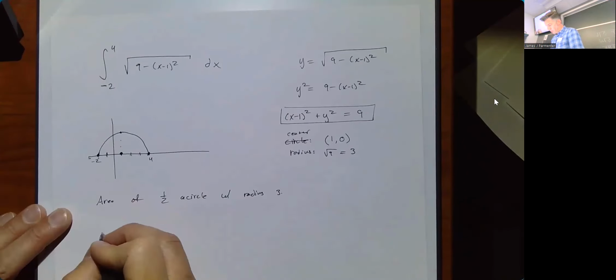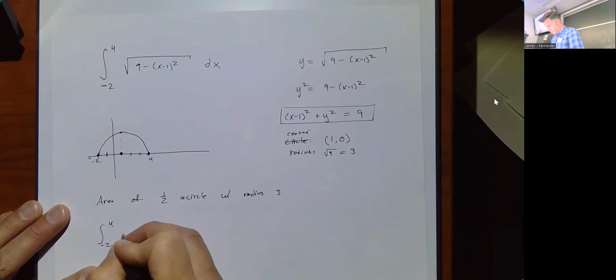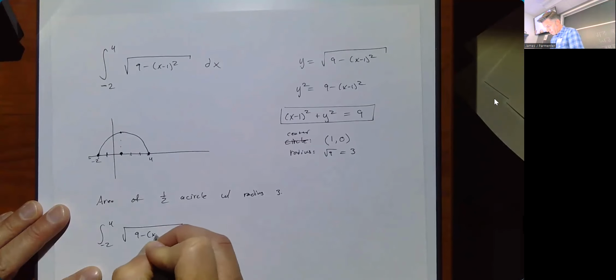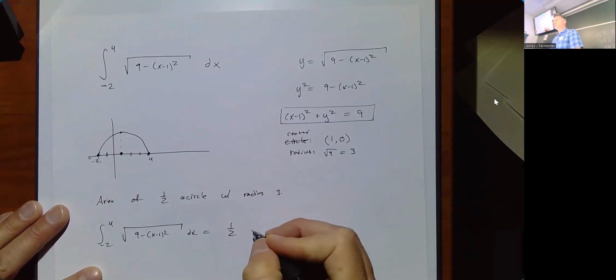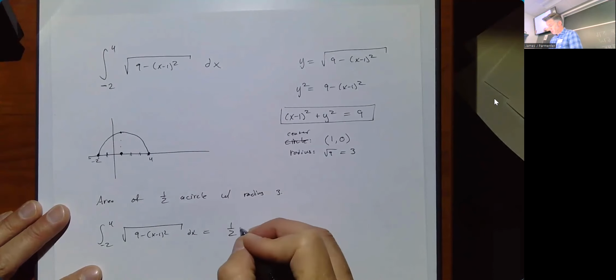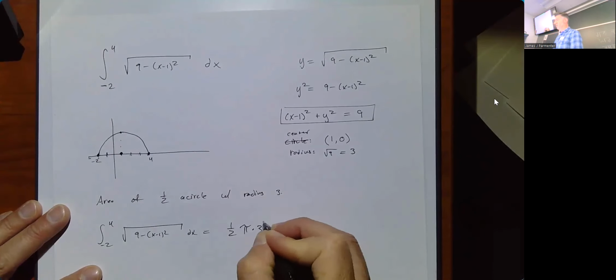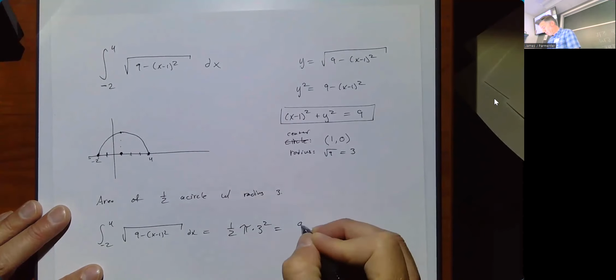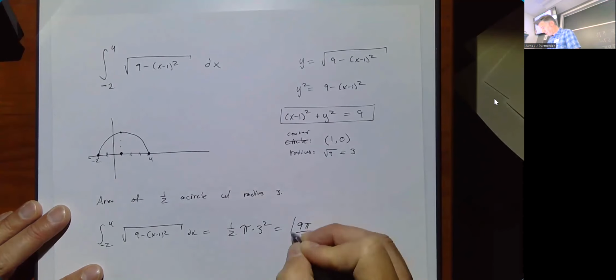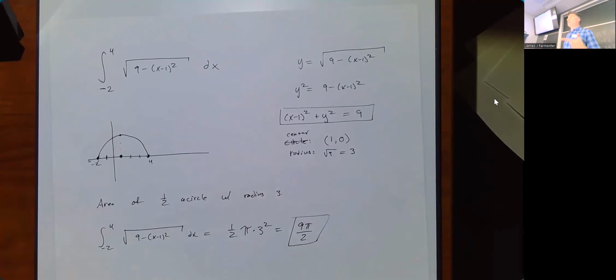That area is going to be equal to 1/2 times, what's the area of a circle? Or the formula for the area of a circle? Pi r squared, and my radius is 3. So it's 1/2 times pi r squared, which is going to be 9 pi over 2. And that is how you were expected to actually do a problem like this.